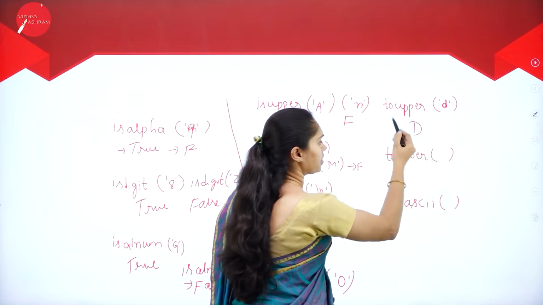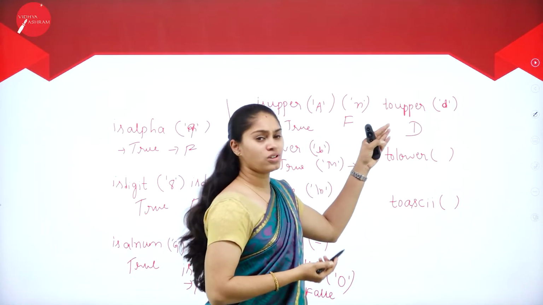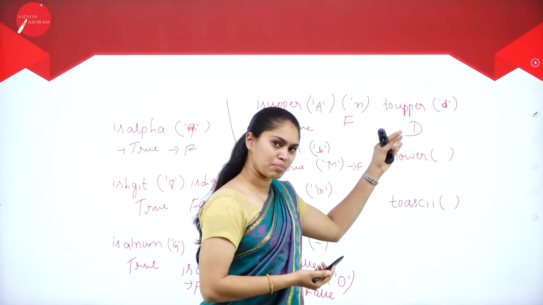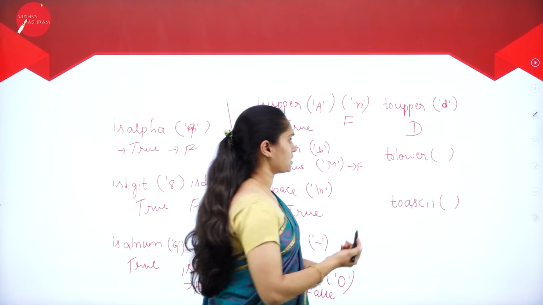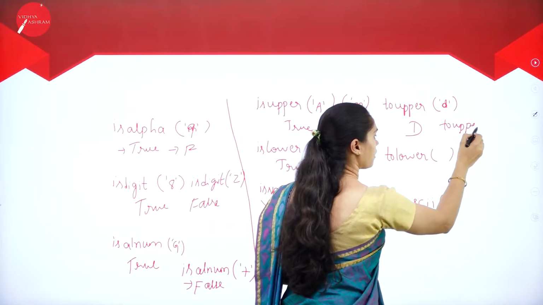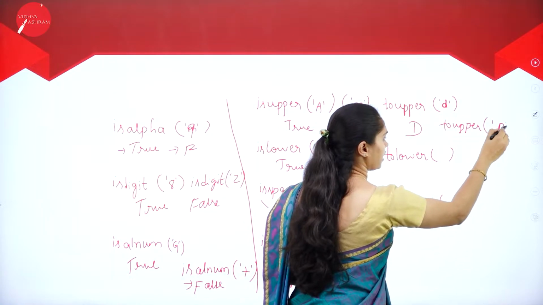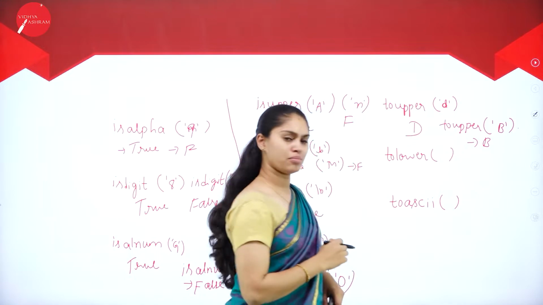Then it will return a value called capital D. If I give an input in uppercase itself, then it will also return the uppercase as it is. So, for example, toupper of B, then no conversion is required. At that time, it is also going to return B again.